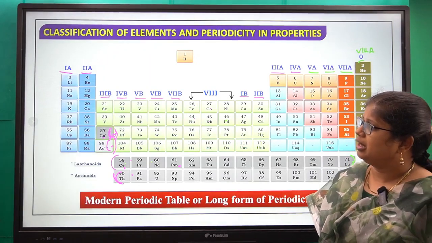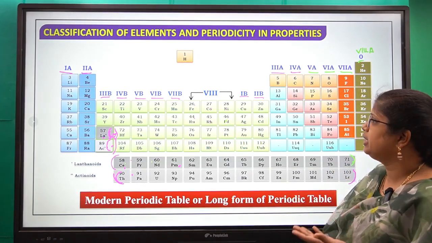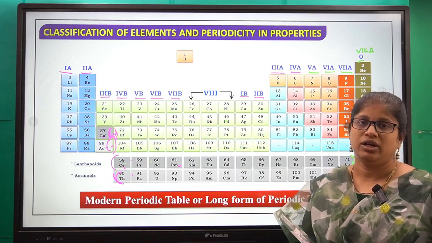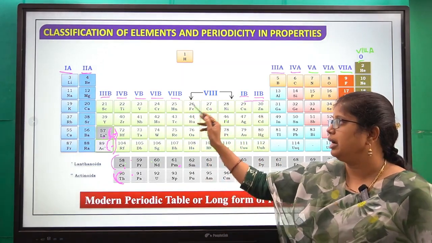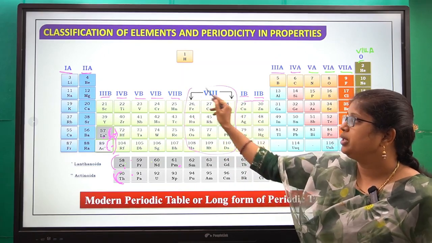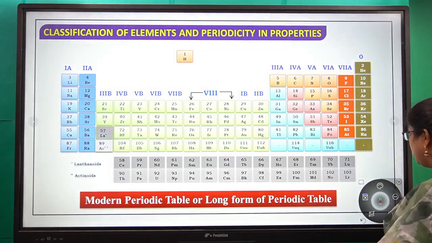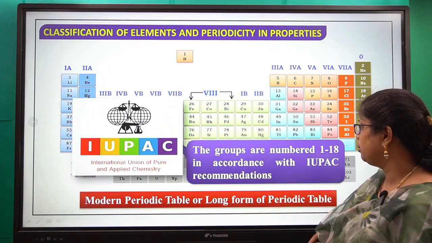Is it good to remember, easy to remember? 1B, 2B, 1A, 2A, 3A, 4A. And that too, these are not in order. See, 1B, 2B is here, 3rd B to 7th B here, and again 8th B is divided into 3 groups. So that's why nowadays IUPAC has given some other recommendations.